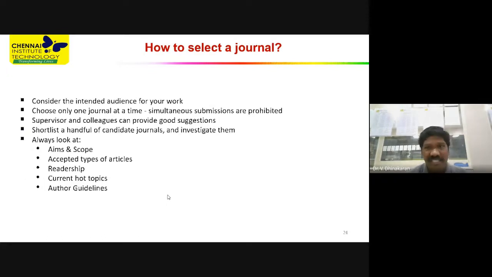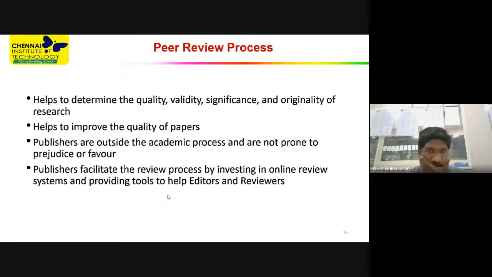How to select a journal? You have to select a journal based on aim and scope and accepted types of articles. You have to go through the articles and see how they were accepted, and the readership, which can be judged by the impact factor. If it has a higher impact factor, the readership may be very good for that journal. Also review current hot topics and other guidance properly.